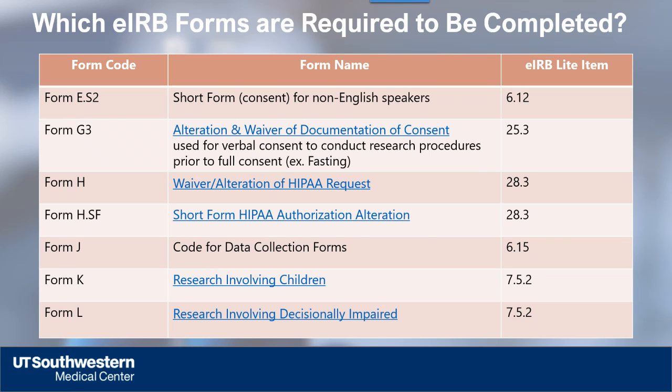There are other situations that also would require this form, for having individuals provide verbal consent before they sign the full consent form. Form H is a form used for requesting waiver and/or alteration of HIPAA authorization. Please be aware that if you are requesting more than one of these, such as a partial waiver and an alteration of HIPAA authorization, you are to use this form for each and not include both in one form.